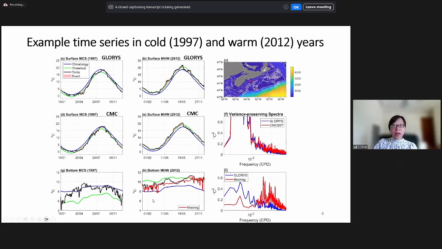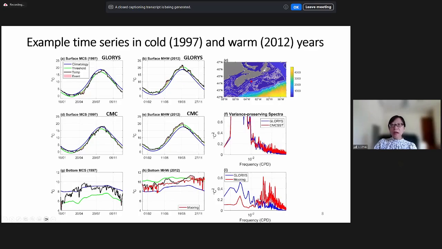And then this figure here shows you the bottom temperature in 2012. The red color shows the mooring observations. So clearly you can see GLORYS captured those warm events in late fall and winter, even though GLORYS did not simulate those cold spikes observed in this mooring data. So this figure shows that GLORYS overestimated the seasonal variation and underestimated subseasonal variation of bottom temperature at this mooring location.